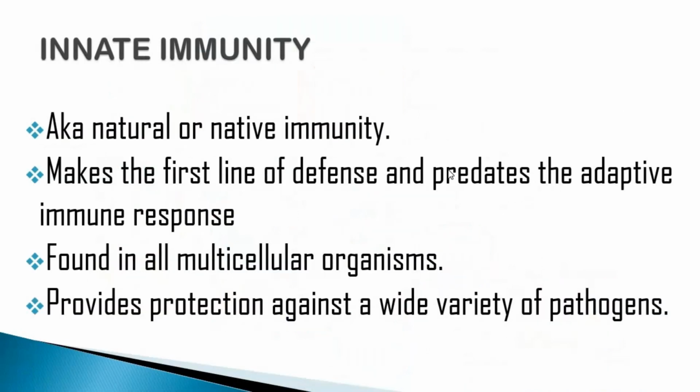Right. Now, let's dig deep and focus on the innate immunity. Remember, we said that the innate immunity is also known as your natural or native immunity. It is the first line of defense and comes before the adaptive immune response. It is found in all multicellular organisms, and it provides a wide range of protection against a variety of pathogens.